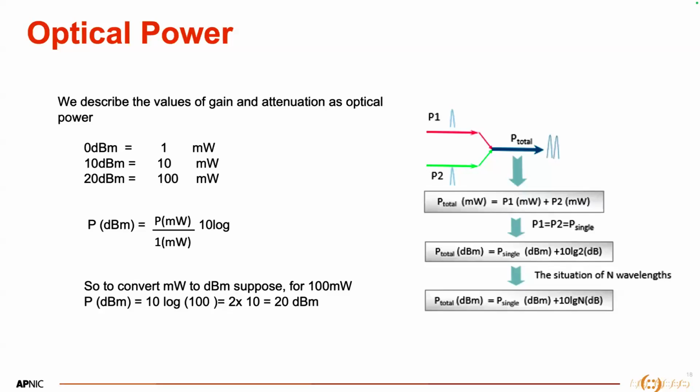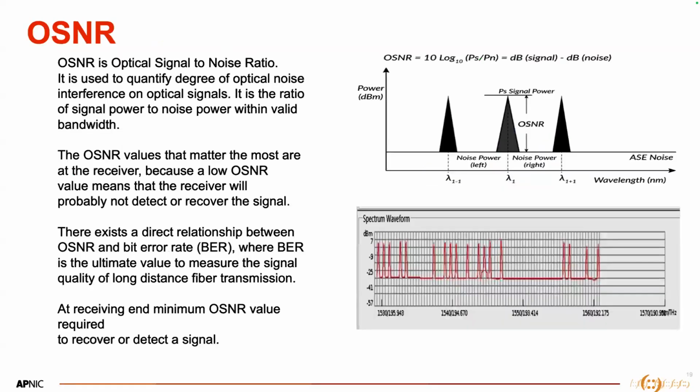Okay, moving forward. Next up, we have the concept of OSNR. So what is OSNR? OSNR is the optical signal to noise ratio. So what is the concept? The concept is that you take a wavelength, you take a lambda, and you see what is the power of that signal and what is the noise level that signal is facing, and you get a ratio between them.